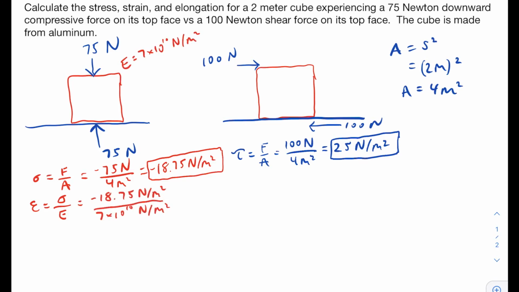Plugging in both Young's modulus and the compressive stress that we already found, we can find that the compressive strain is equal to negative 2.68 times 10 to the negative 10. Here we can see that strain will always be a unitless value.